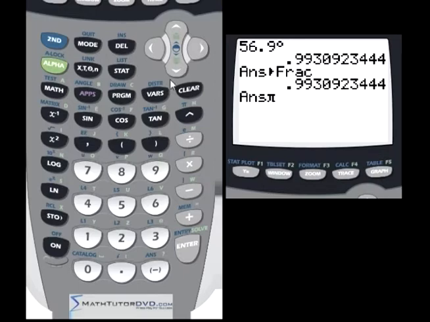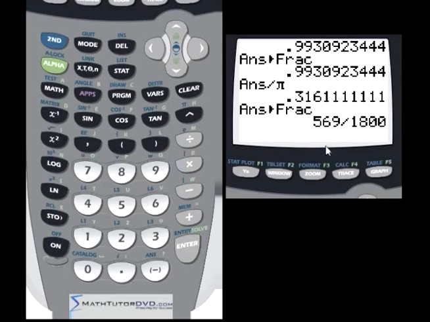I'll divide by pi. Let me go back here and delete that. And I'll divide by pi. Okay, so now I have this number, and this is exactly the same thing that I did last time. I'll take that, go in the math menu, and try to send that to a fraction. Let's see what happens. So it does present us a fraction, 569 over 1800 pi.